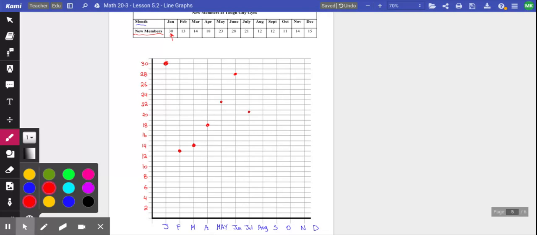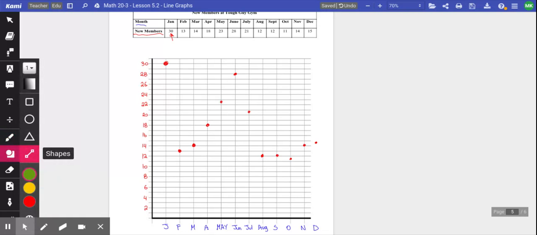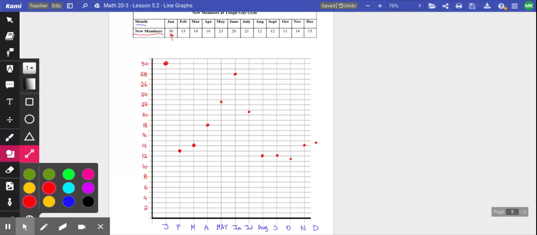August, we're way down to 12. September, we're at 12. October, we're at 11. November, we actually go up to 14. And December is 15. Then, after you've made your points, all you got to do is connect your dots. And you have a nice, pretty line graph.